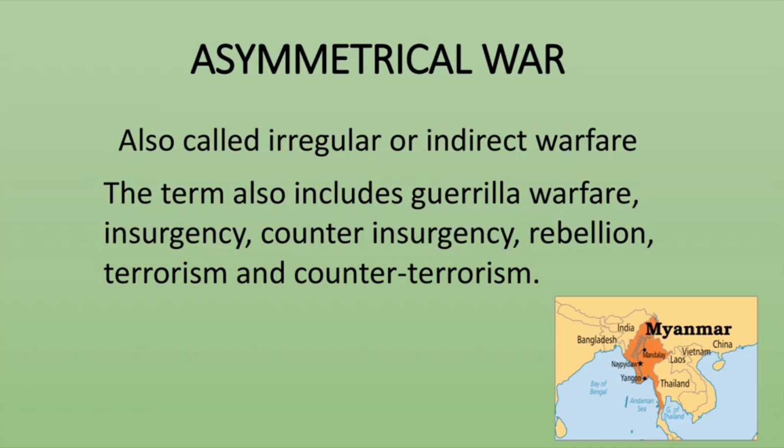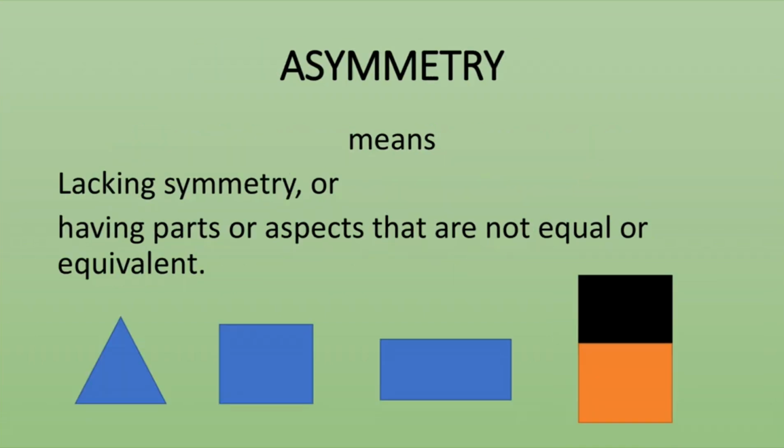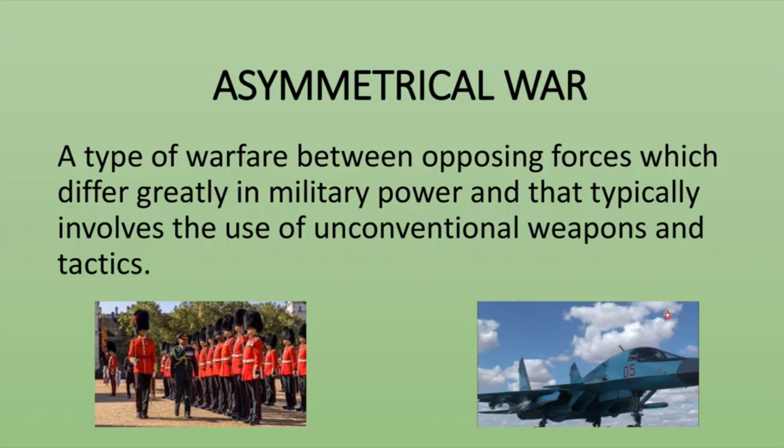Asymmetrical war is also called irregular or indirect warfare. This term at various stages has also been discussed as guerrilla warfare, insurgency, counter-insurgency, terrorism, or counter-terrorism. Asymmetry, the very word, indicates lacking symmetry or something that is not in tune with the other. For example, a triangle is not in tune with other geometrical shapes having four corners.